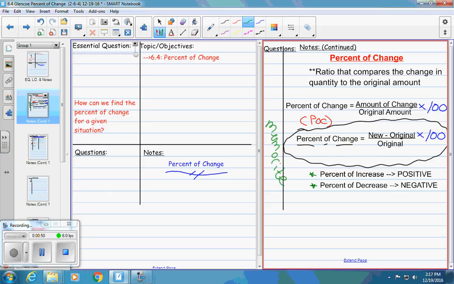The POC, from Avid if you're an Avid student, the percent of change equals the new amount minus the original amount divided by the original amount. I sometimes remember that as N minus O over O times 100. And what do you think that 100 is multiplying by? That's turning this change into a percent. You got it. A percent of change that is positive is a percent of increase. A percent of change that's negative is called a percent of decrease.